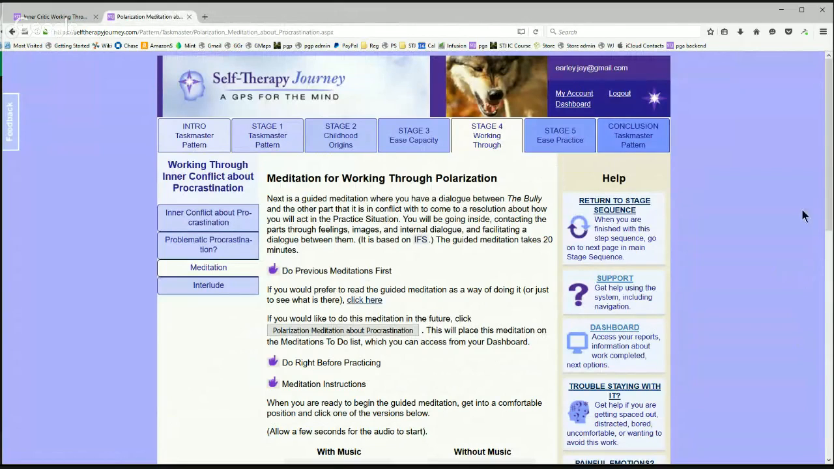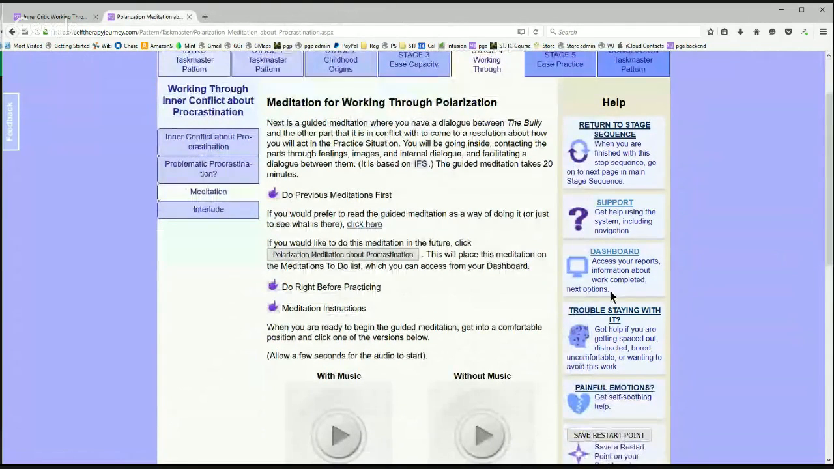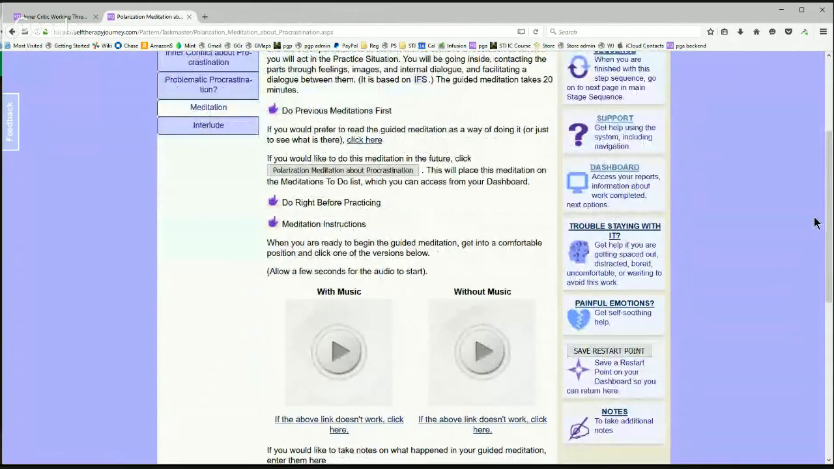And so this is a page where you actually get to do a guided meditation. Now you've already gotten to know both of those parts. In fact, you don't have to work through the procrastination completely. You just need to have gotten far enough that you've gotten to know your procrastinator part and developed a trusting relationship with it, which is what happens in stage 1. You can go all the way through if you want, but you could also just do stage 1 and come back here.